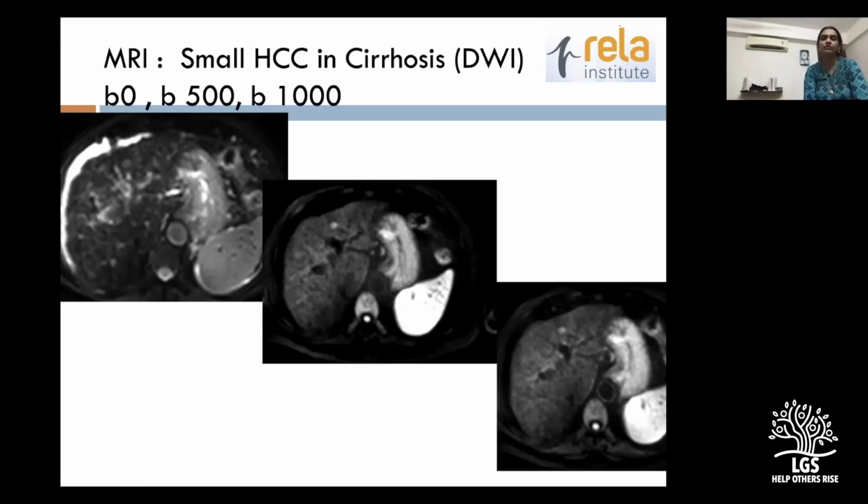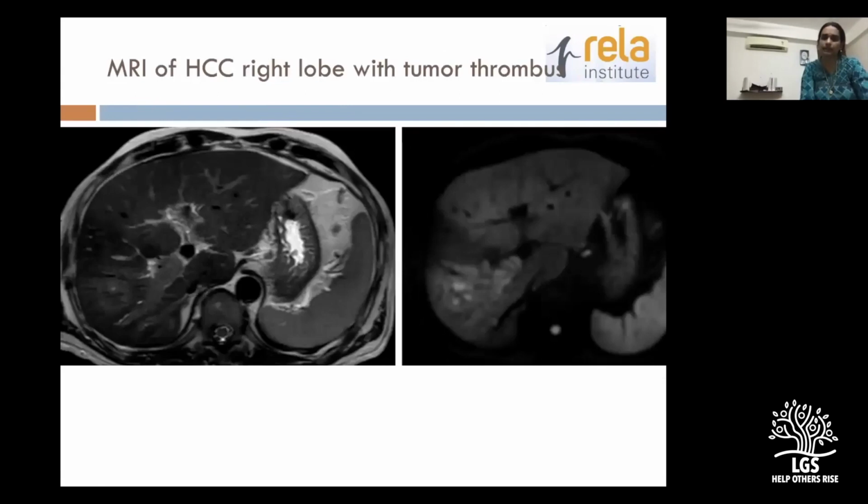Quite often, even if we have done a contrast CT and we see a nodule, especially when these are sub-centimeter lesions, it may become difficult to characterize their enhancement patterns. We use diffusion MR always as a problem-solving tool in our institute. I just wanted you to get familiar with this technique.